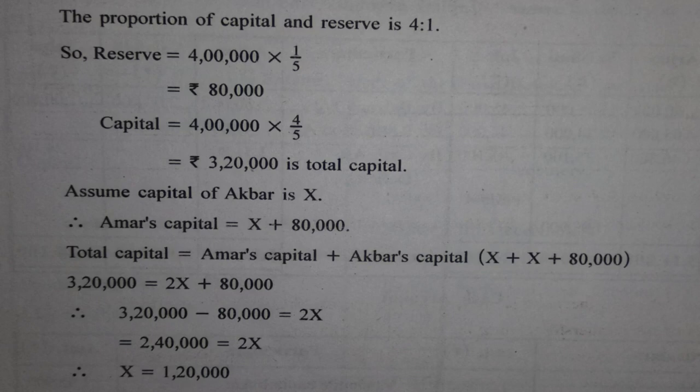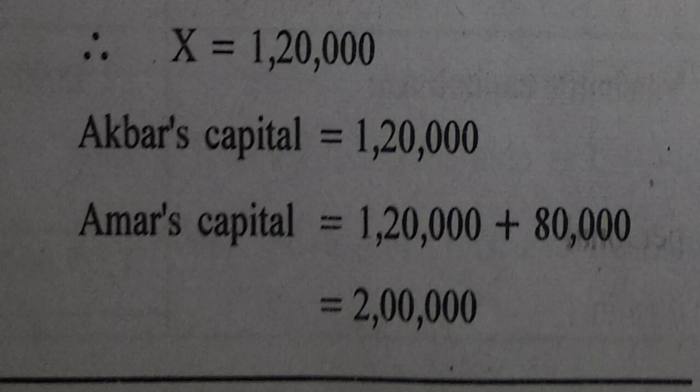So if you apply the basic math rules, you will obtain the amount of X as 1,20,000. And what is X? It is the capital of Akbar. So the capital of Akbar is 1,20,000. Now what is the capital of Amar? X plus 80,000. So 1,20,000 plus 80,000, which obviously gives you 2 lakh. So the capital of Akbar is 1,20,000 and the capital of Amar is 2 lakh.